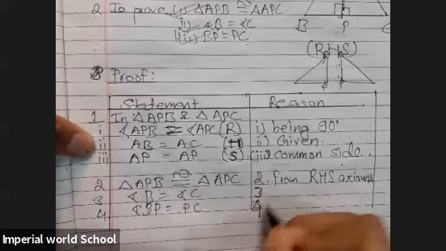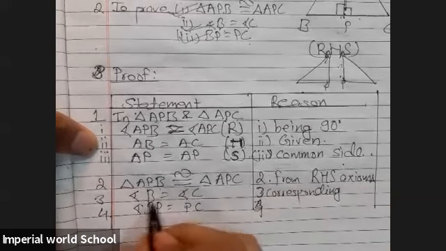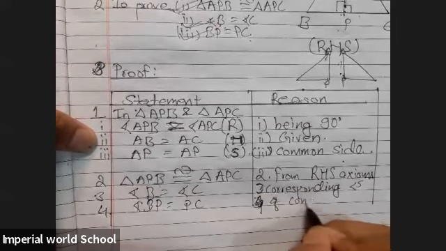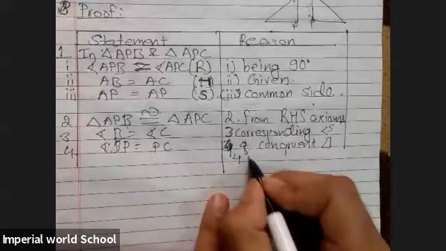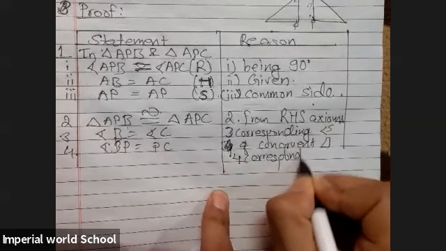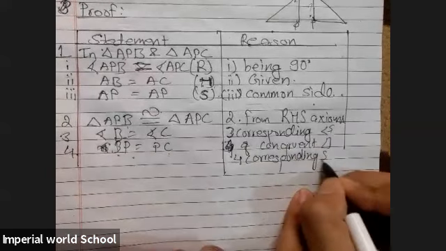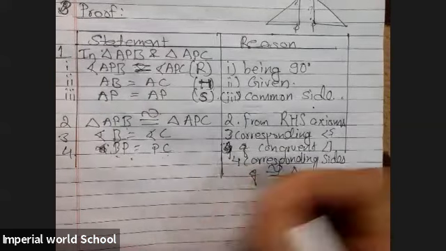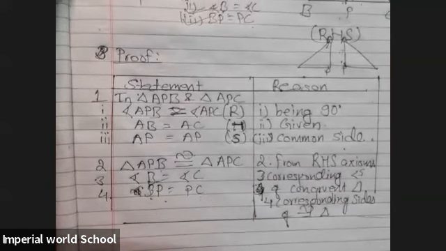The reason is corresponding. These are angles, that's why I'm writing corresponding angles of congruent triangles. And number 4 is also the same, corresponding, but BP is not an angle. BP and PC are sides, so instead of angles I'm just going to replace it with corresponding sides of congruent triangles. So this should be your reason, and your work is over. Okay everyone, in this way you can do your theorem-based question.